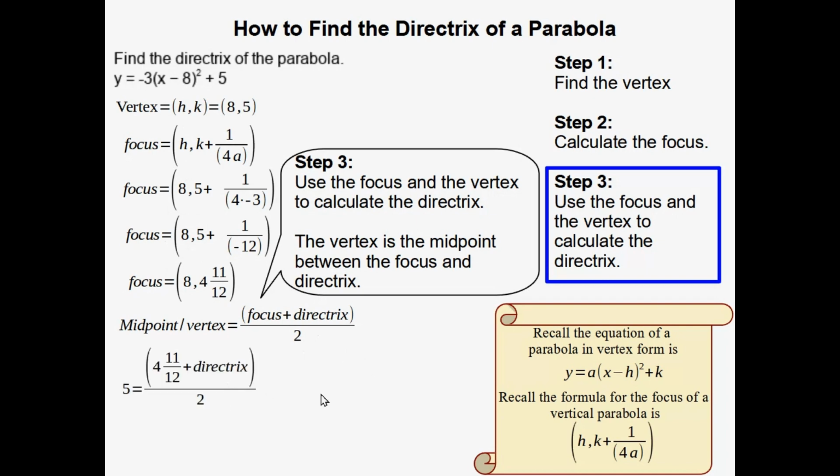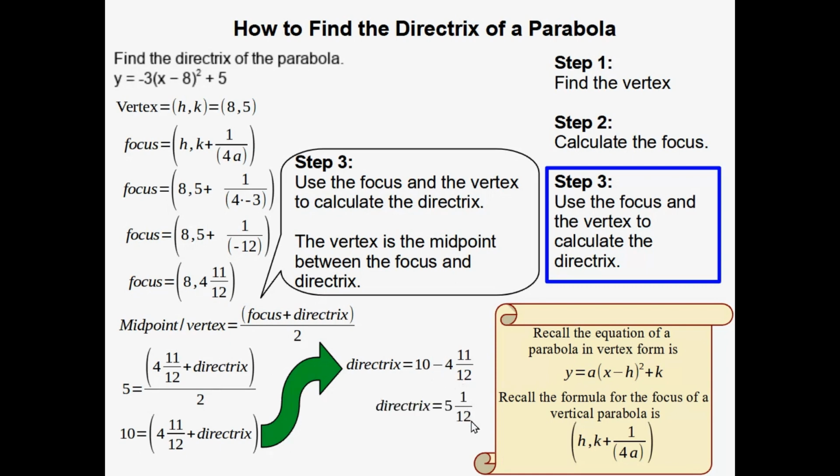So we can just ignore that for now and only worry about the y values. Our y value for the vertex was 5. Then our y value for the focus is here. All right, so notice this. Hopefully this looks familiar as a midpoint formula, or you could also say the average. So here, I substituted. Now we simply just need to solve for this directrix value here. So I multiply both sides by 2, I get 10 equals this. Then I subtract 4 and 11 twelfths from both sides, and I get my directrix is 5 and 1/12.